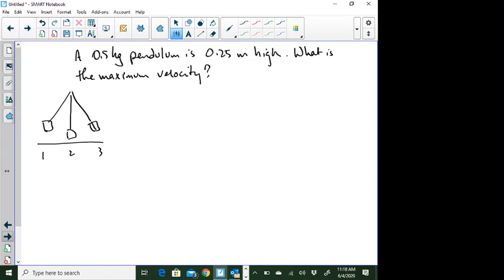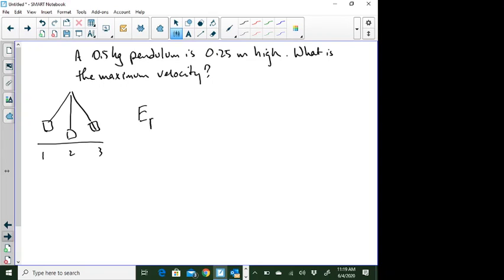There is 0 velocity at 1 and 3. So 2. Because here it stopped, because it's changing direction and going back. Stopped, and changing direction and going back. At what point, 1, 2, or 3, does it have its maximum potential energy? 4 or 1, because they represent the same height.